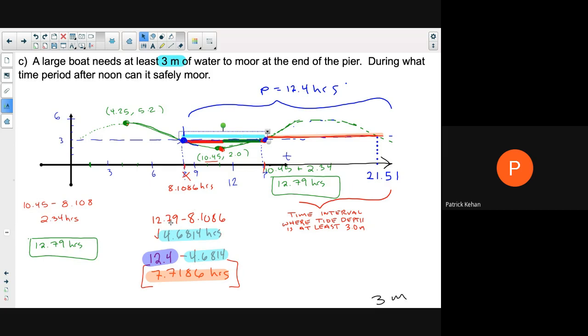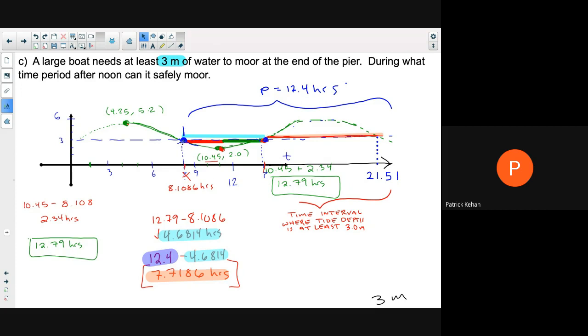So when I do that subtraction, I get 4.6814 hours, which is the length of this time interval right there. But how's that going to help us? So you got to think a little outside of the box right now.